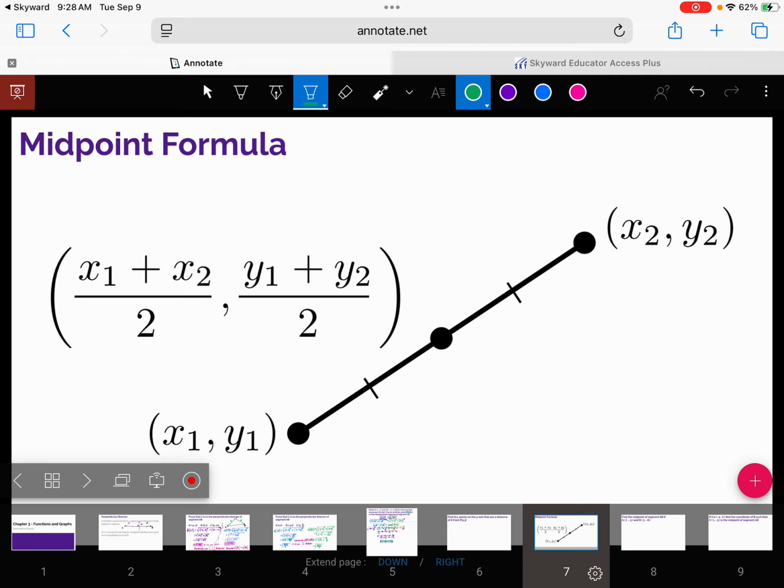You could also find your distance, cut it in half, but then we have to find where the next point is, and it's unpleasant. So the midpoint is all about finding the average in your x's and the average in your y's.